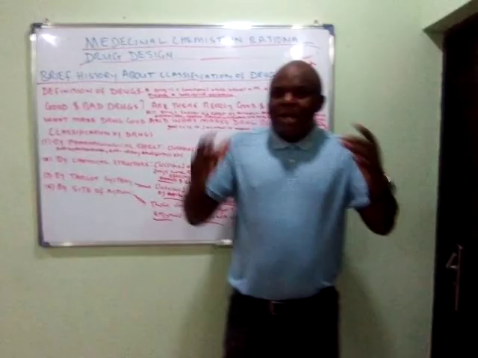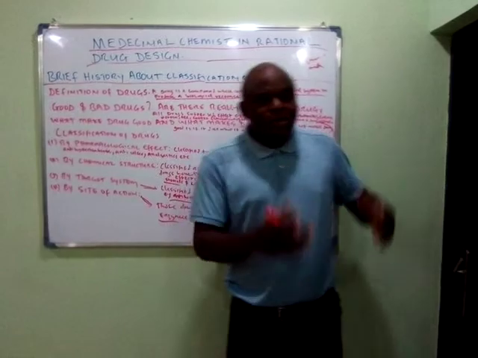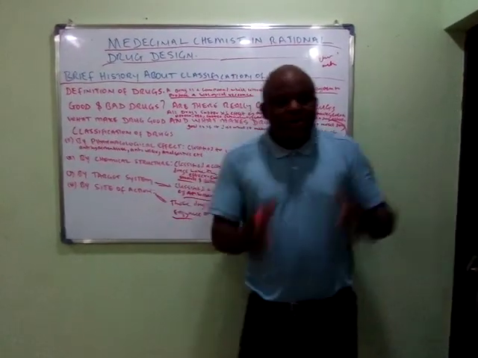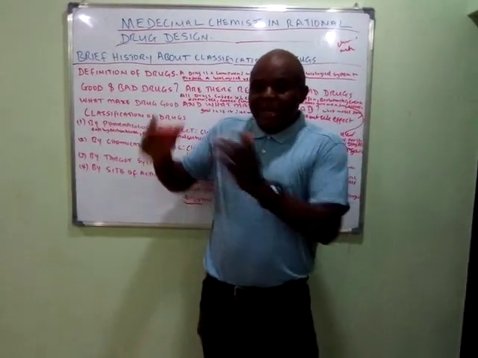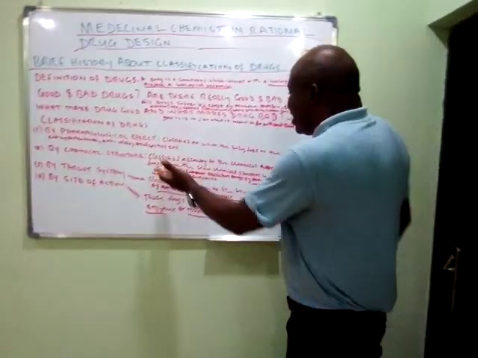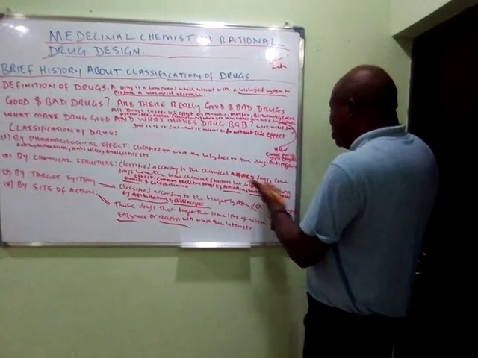Some have a methyl group, this one has a hydrogen group, this one has a double bond. Just like that, they're classified together. So it's classified according to the chemical nature of drugs.